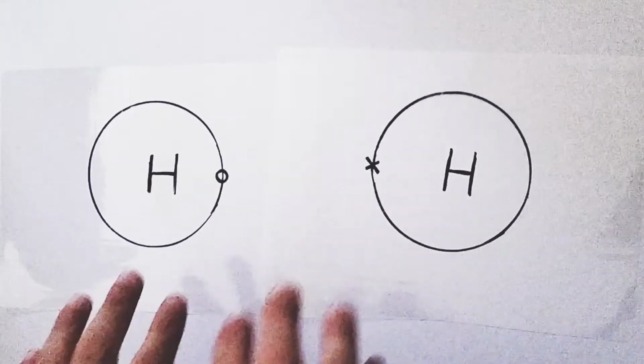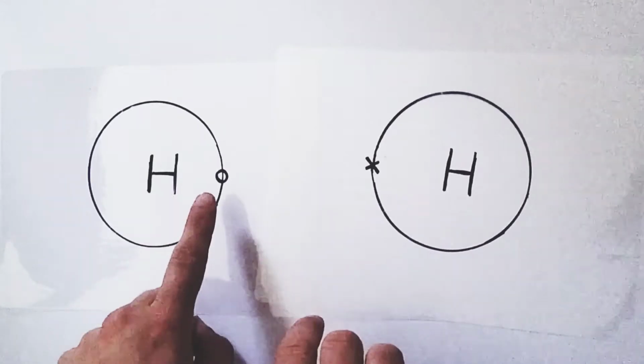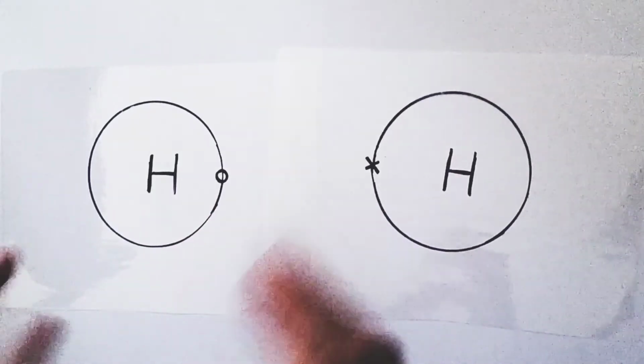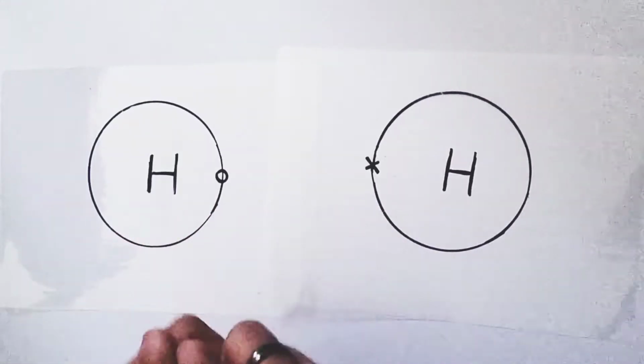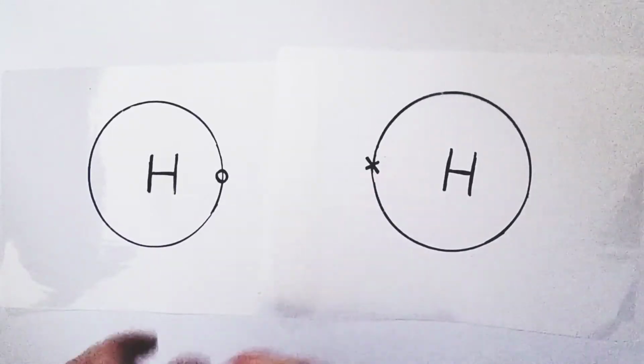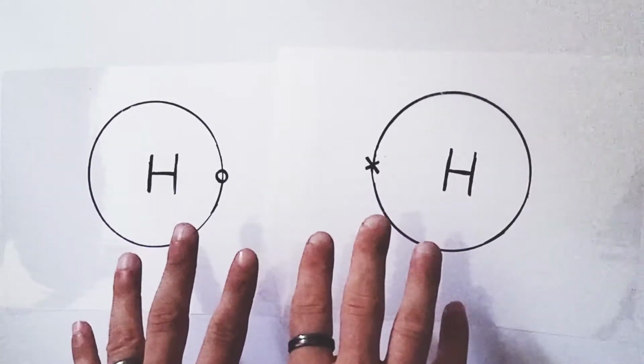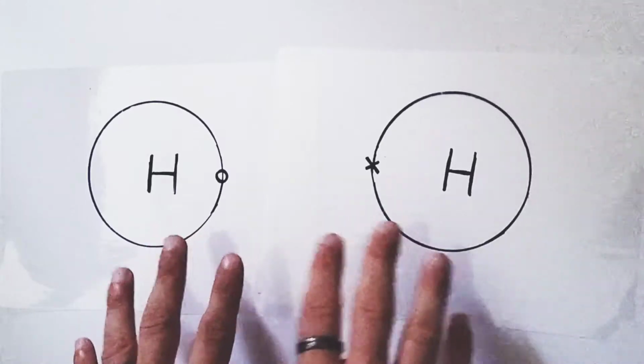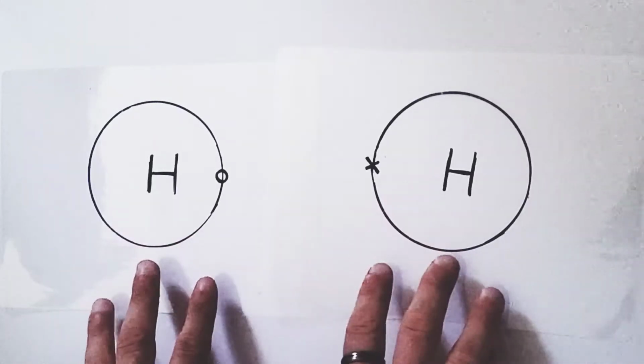So what I did is I drew out 2 atoms of hydrogen, one with a dot and one with a cross, 1 electron in each outer shell, so there's only 1 dot and 1 cross present. And then in your mind's eye, you want to overlap these 2 shell diagrams to create a shared pair of electrons. So let's see how that works.